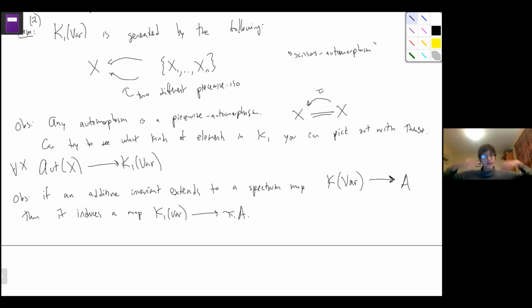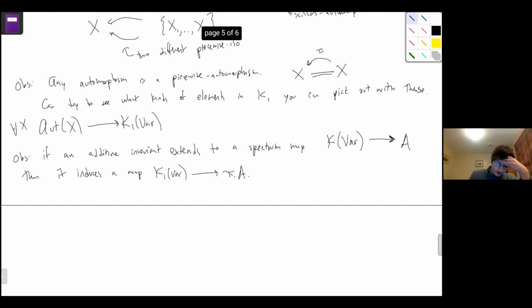And so this is sort of a higher motivic measure. I've been calling them additive invariants, they're also called motivic measures. Because you can use additive invariants to study K0 of varieties, there's no reason why you couldn't use additive invariants to also study K1 of varieties. So a couple of examples of this kind of thing.